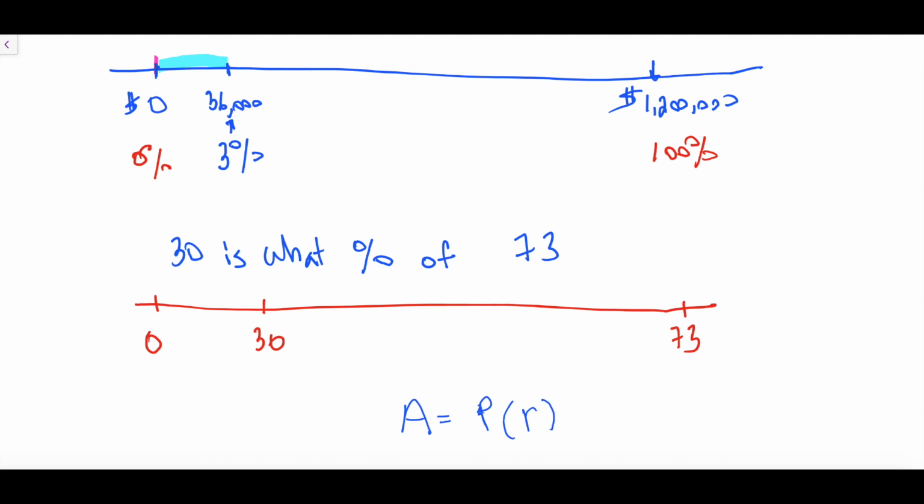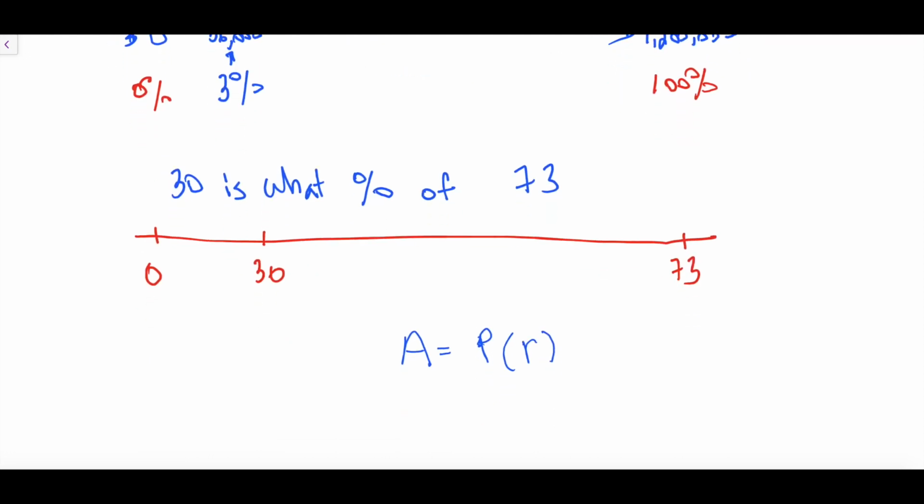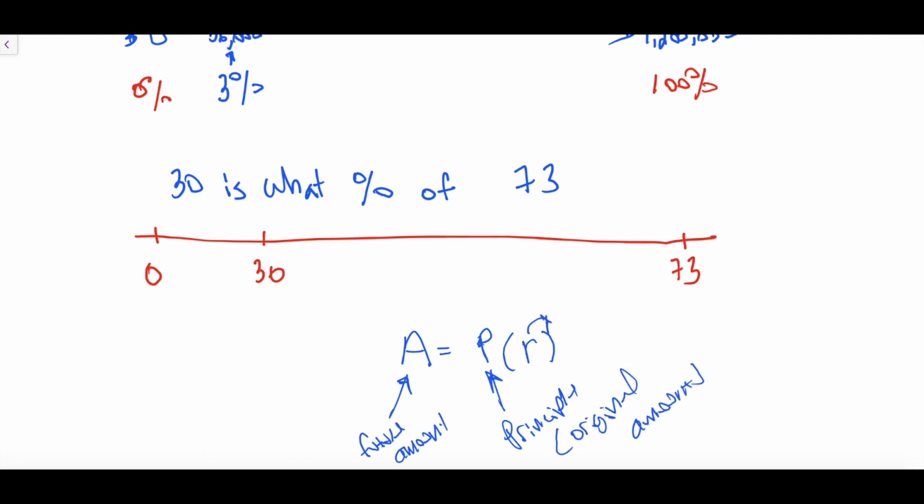Yeah. All right. So amount is what you get after the percentage has been applied. Okay, so let's say future amount. And P is principal. Principal just means starting off original amount. So 73 in this case. Yes. Principal, which is just the original amount. And R is your rate. It's your percentage. Your rate.